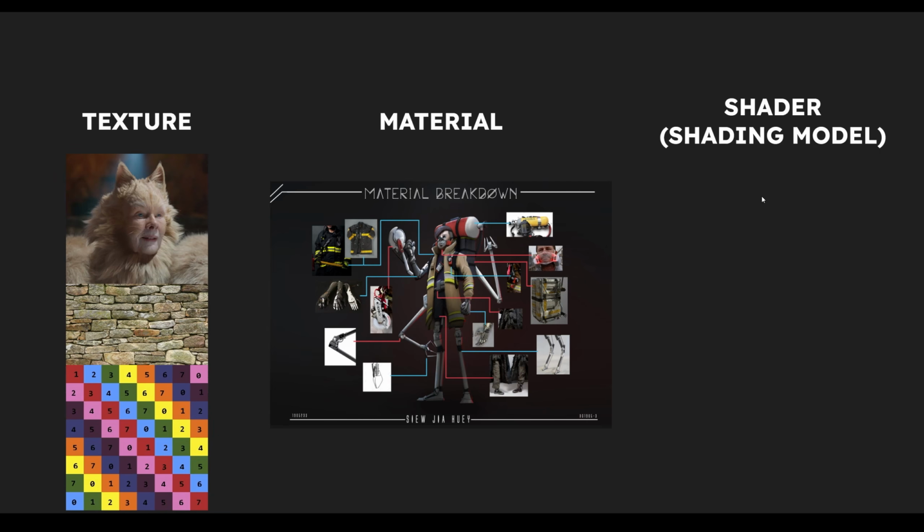And finally, how does the engine know how to calculate that shininess or transparency? In Unreal Engine, that is decided by the shading model. The shading model is the underlying set of rules, usually involving a lot of math, that tells the engine how light should behave when it hits your surface.